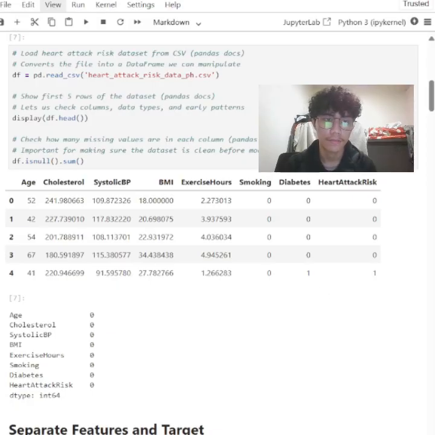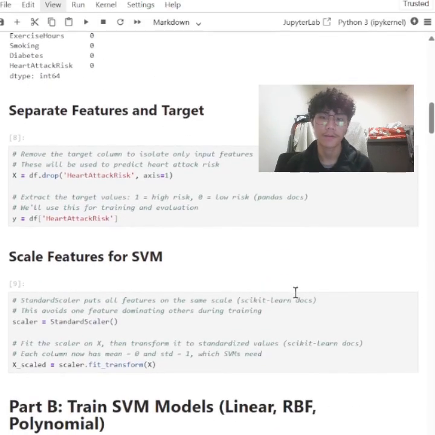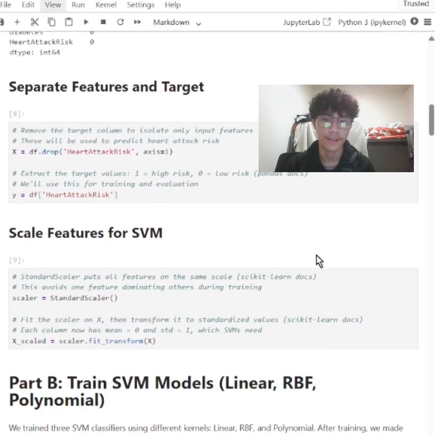And then we move into separating features and targets. So we separate our input features, which is the capital X, from our target variable, the small y, which is heart attack risk. And this y column is what we want our models to predict. And then we move into scaling features for the SVM. Finally, we scale our features because SVMs are sensitive to the scale of input features. StandardScaler transforms our data to have a mean of 0 and unit variance. This prevents features with larger values from dominating the learning process.